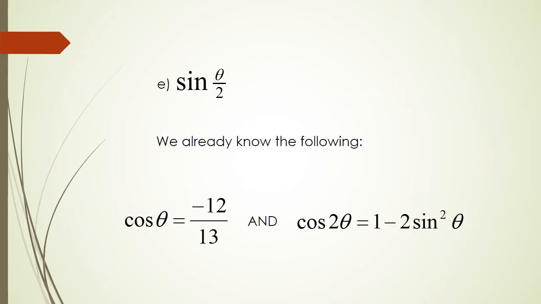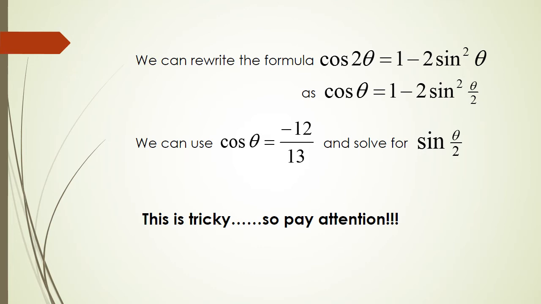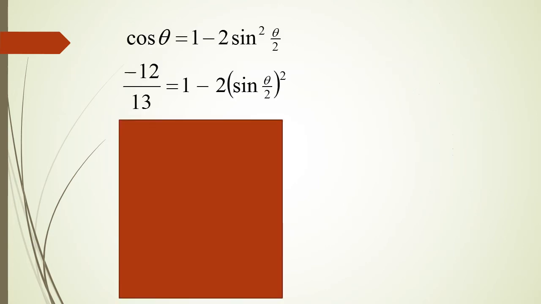This next one is kind of tricky because it's theta over 2, or half as big as theta. But we do know cos of theta from earlier, and we know the double angle formula. So we're going to change the double angle formula. Cos 2 theta, we're going to change it to a double angle formula for cos theta. It's still a double angle formula because theta is twice as big as theta over 2. So we're going to substitute negative 12 over 13 on the left, and we have to solve for sine theta over 2. Kind of tricky, so pay attention.